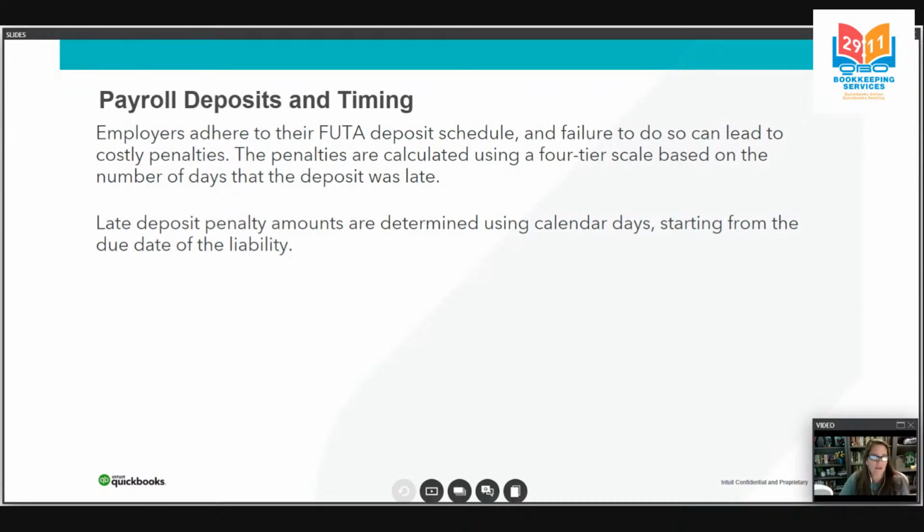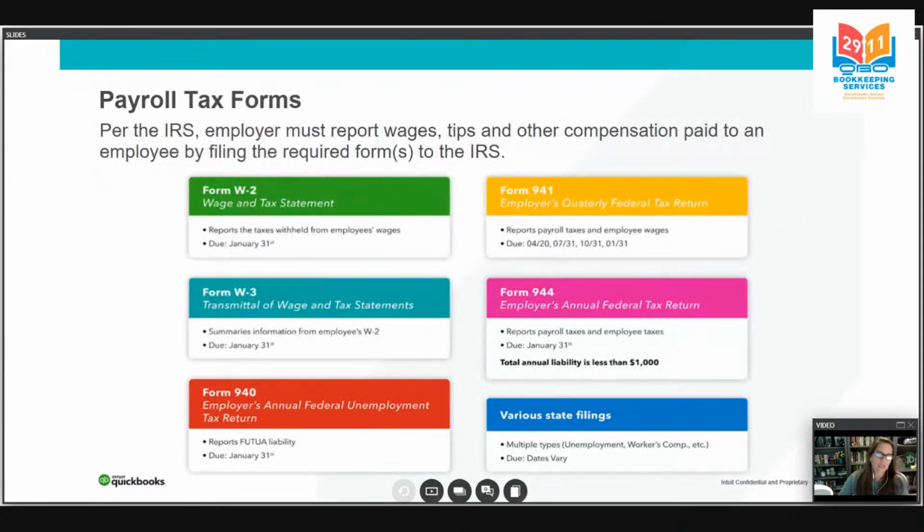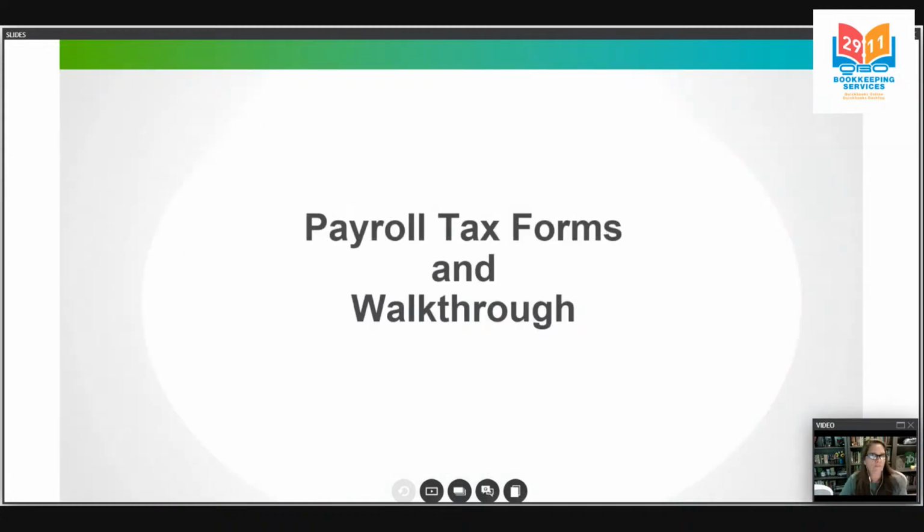Deposits and timing. Employers have to adhere to the federal unemployment deposit schedule. Any failure to do so can lead to penalties. Penalties are calculated using a 4-tier scale, and it's calculated by the number of days that the deposit was late. So they're determined using calendar days starting by the due date of the liability. We already kind of went over all of this, so this is the second time we're seeing this slide, so I'm just going to skip right to the next one here.